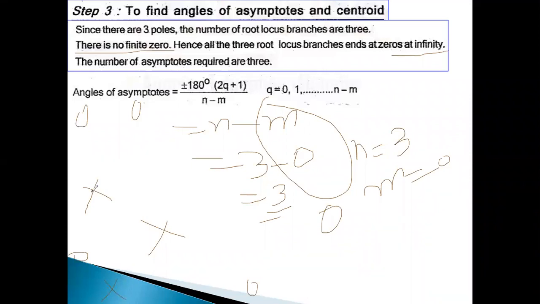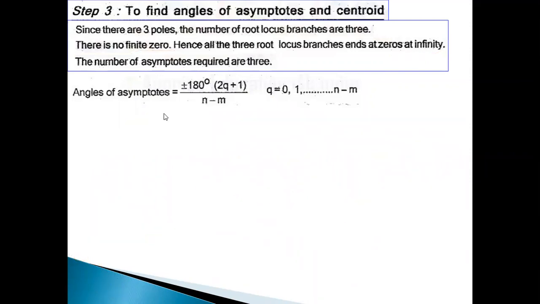How does the root locus branch start from this point and reach this zero? It goes along a straight line, an asymptote, in this direction. Along a straight line asymptote, it reaches infinity. So our aim is to find the angle of asymptotes theta, and the starting point of the asymptote. The intersection point on the real axis is called the centroid. We have to calculate these two for all the 3 asymptotes.